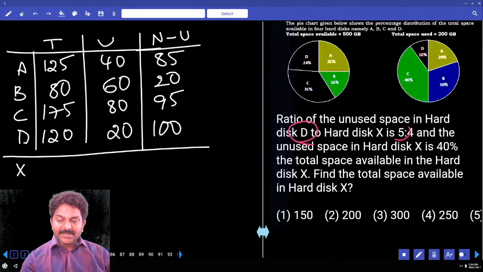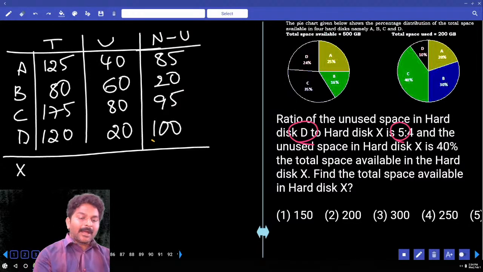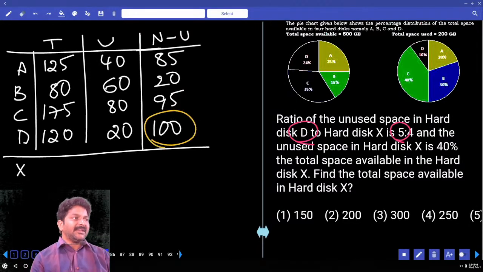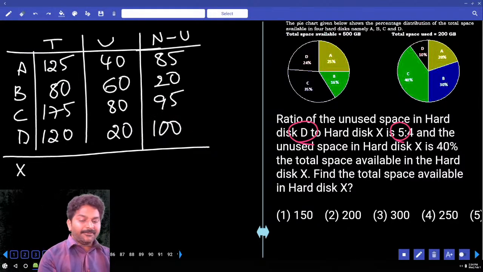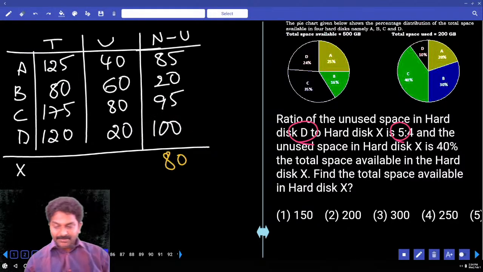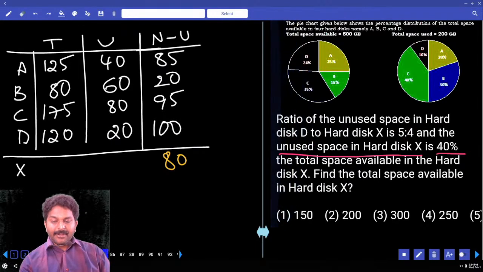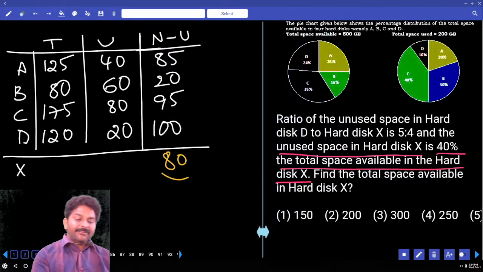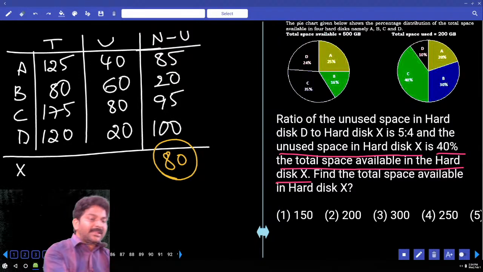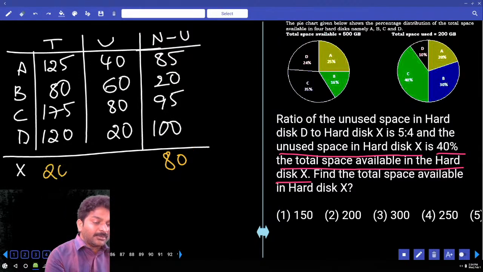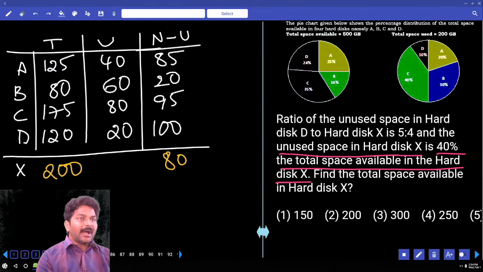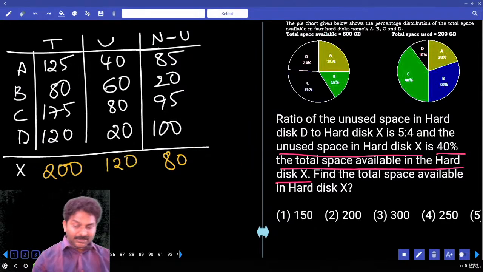D, unused space is 5 parts only. Unused space in D is 100 GB. If 5 parts is equal to 100 GB, 4 parts must be 80 GB. Unused space in disk X is 40% of total space available in hard disk X. If 40% is equal to 80, 100% is equal to 200. Out of 200, 80 GB is unused, then 120 GB is used.